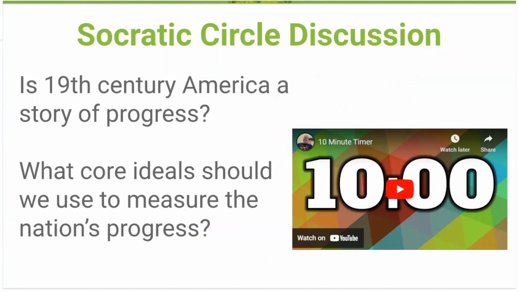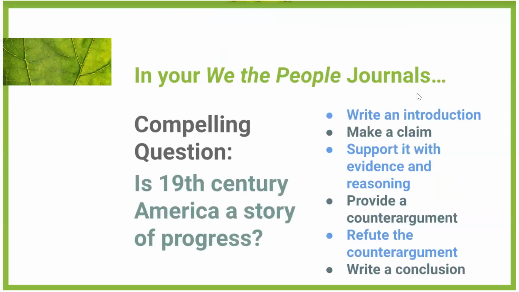In this Socratic Circle discussion, they come back to that same question: is 19th century America a story of progress? And also, what core ideals should we use to measure the nation's progress? And again, this gives the students a chance to really think about that spectrum of progress and to think about where the US falls in each of these categories. They come back at the end of the lesson and have some final reflective journaling.